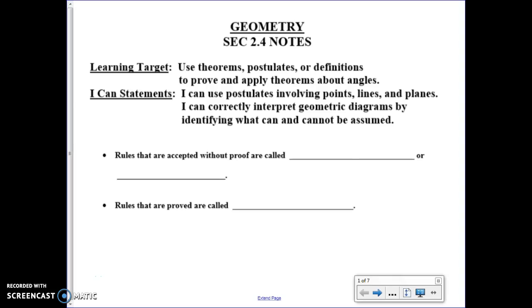Hey guys, today we're going to look at some new theorems and we're going to be drawing some pictures, so make sure you have a straight edge with you.